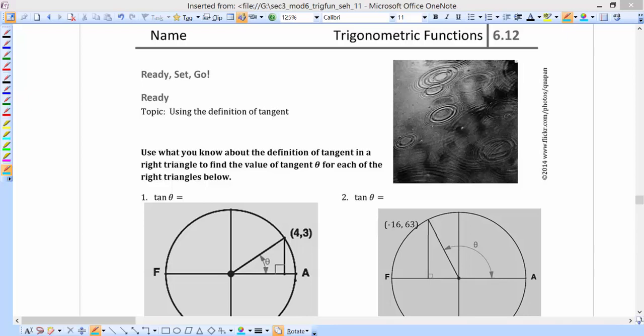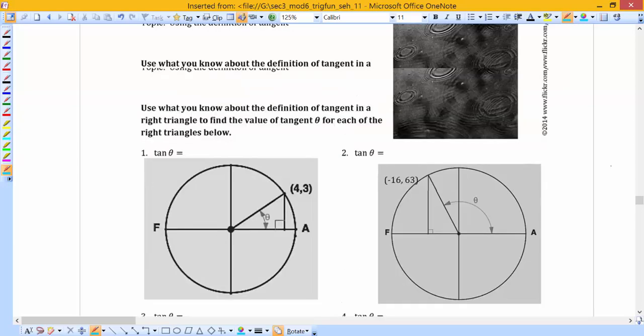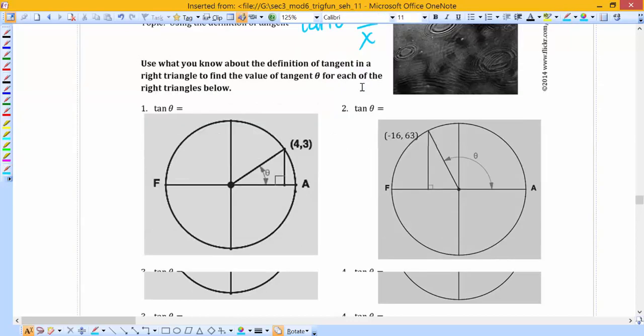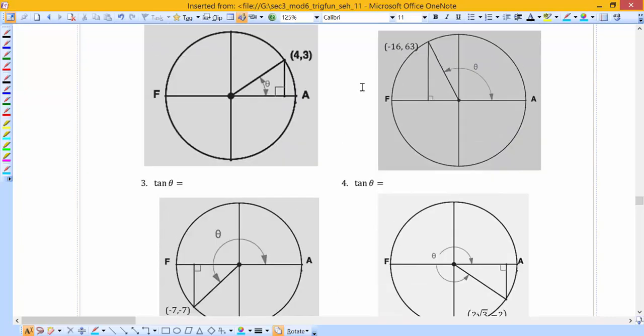6.12. I'm going to go through this one kind of quick. It's a lot of review. So in the ready, very few problems in the ready. It just wants you to find the tangent of theta. Remember, tangent is y over x. And look at that. You are given y and x for each of these. So this should be relatively easy.